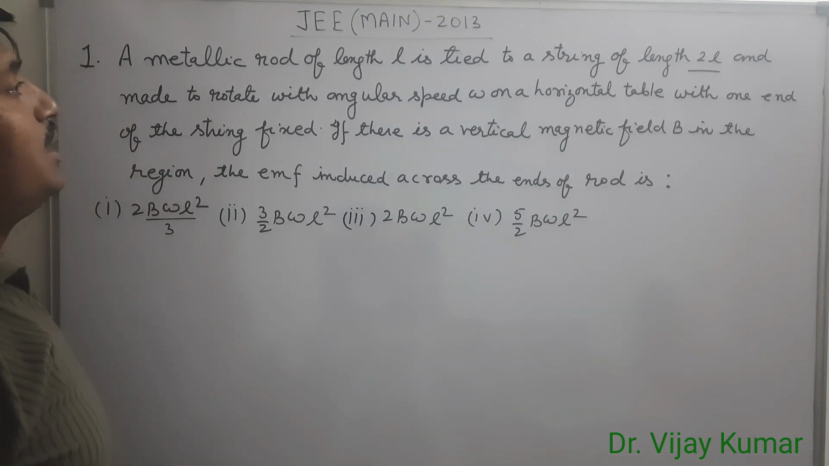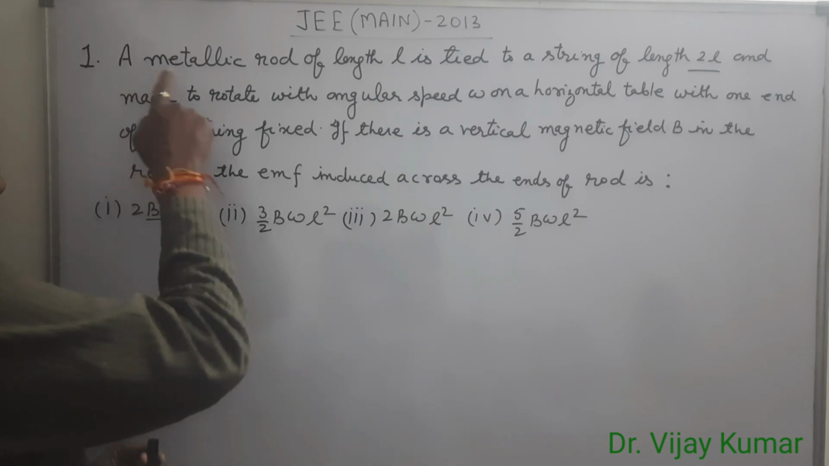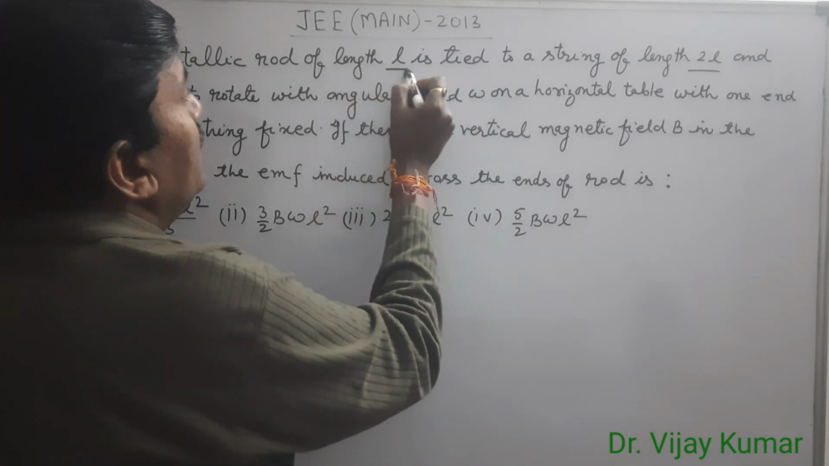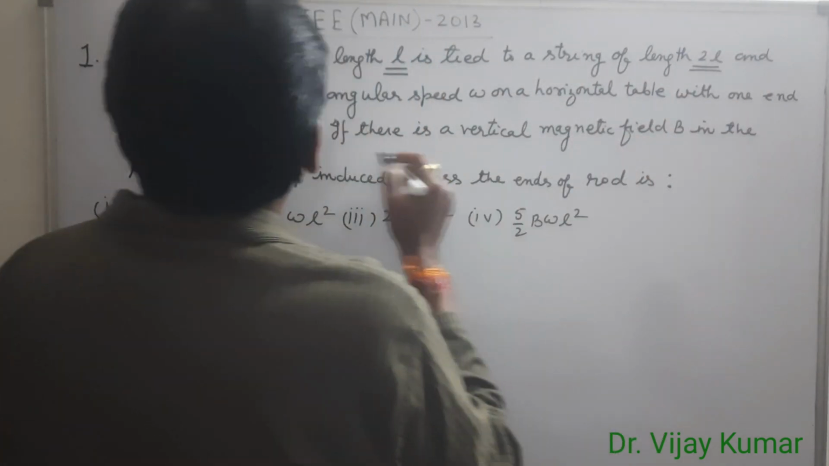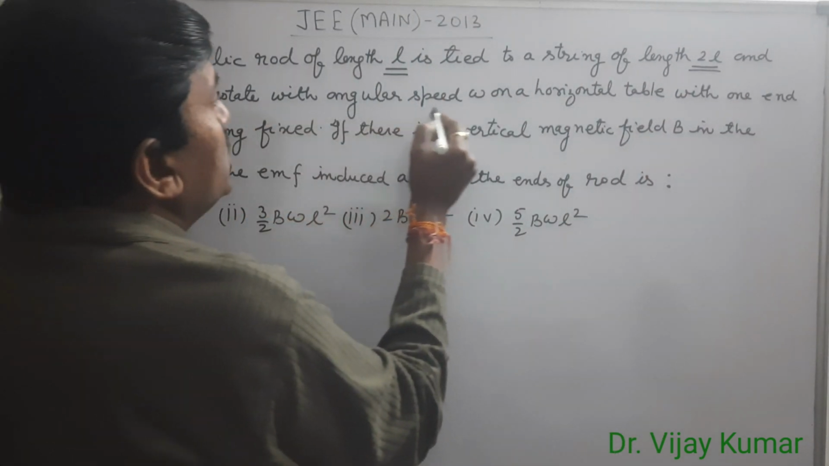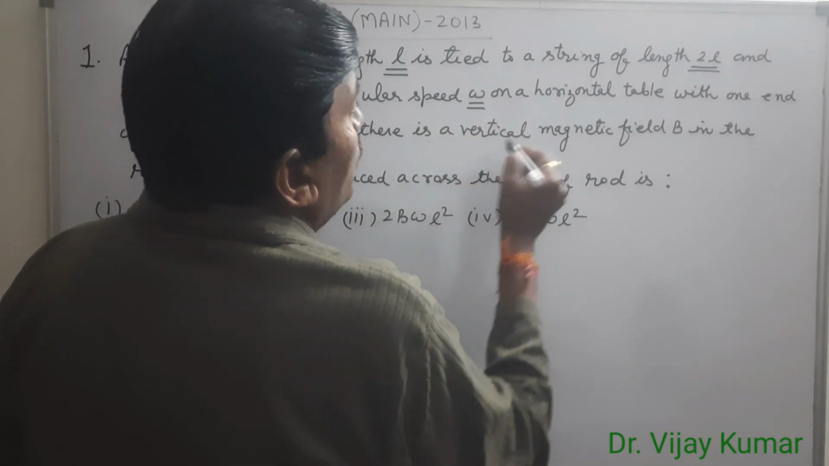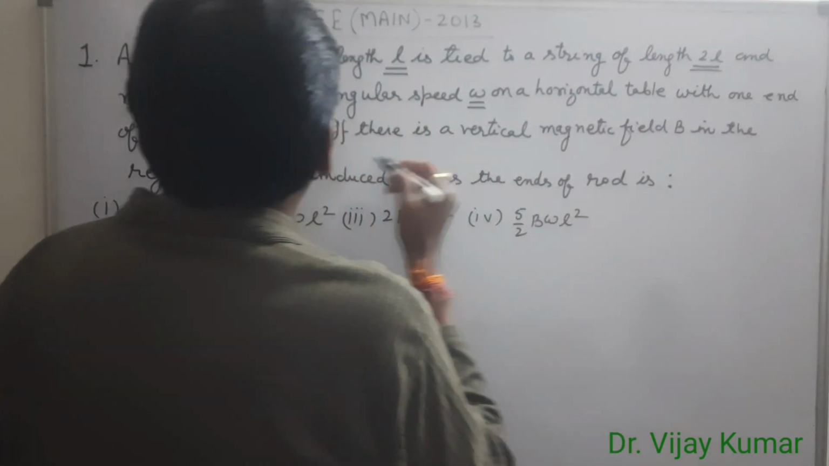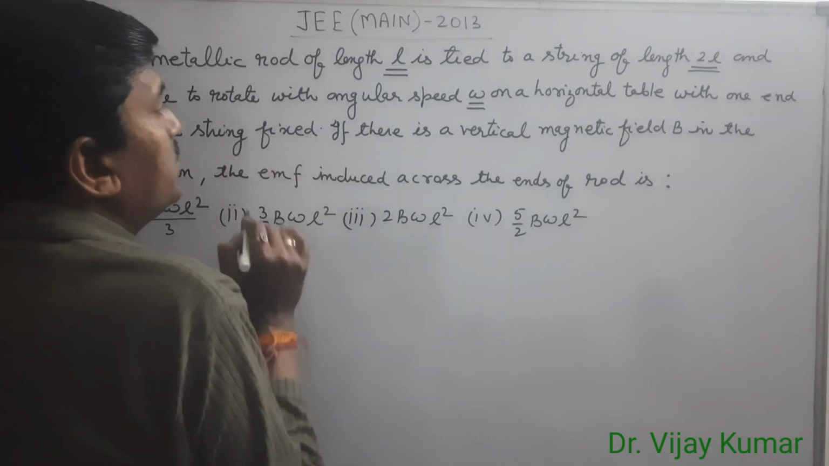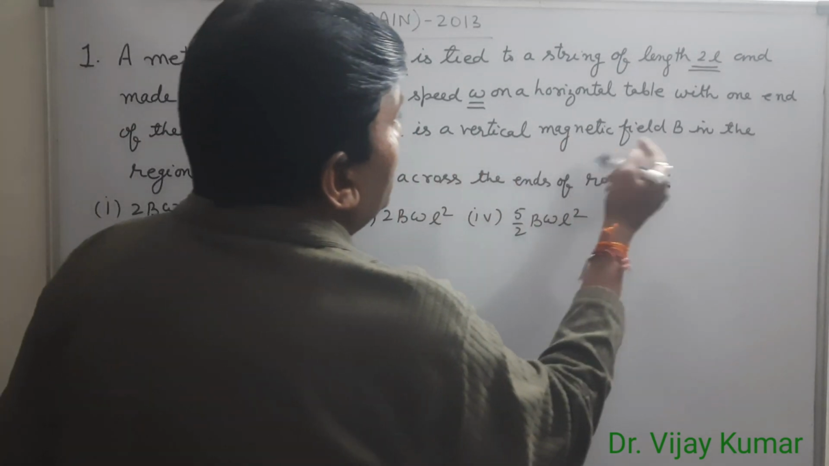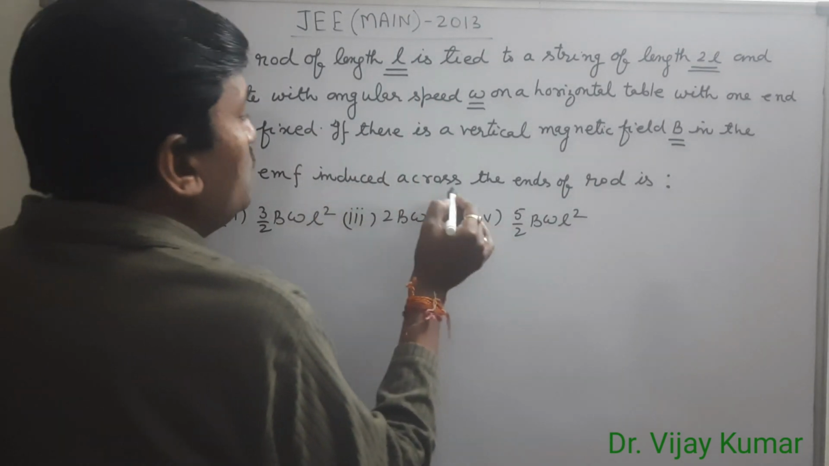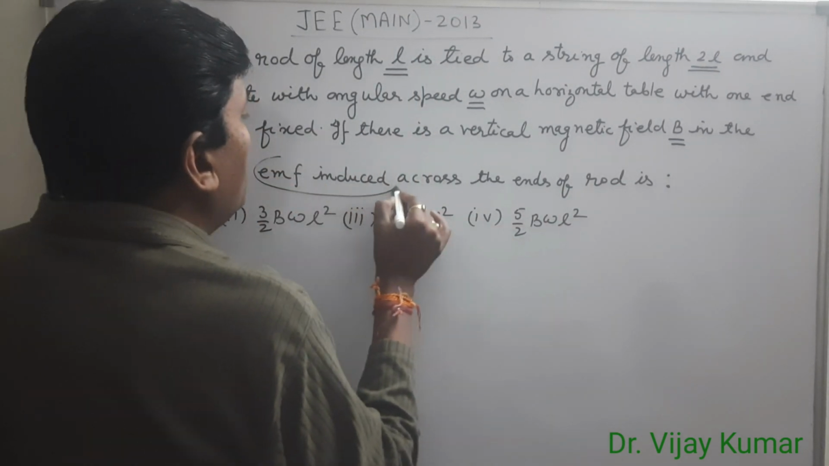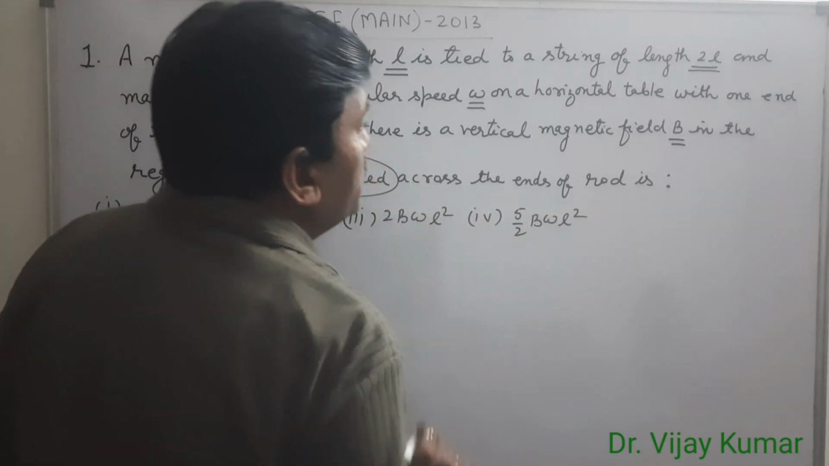I will solve question number 1, and the question is: a metallic rod of length L is tied to a string of length L/2 and made to rotate with angular speed omega on a horizontal table with one end of the string fixed. If there is a vertical magnetic field B in the region, we have to determine the induced EMF across the ends of the rod.